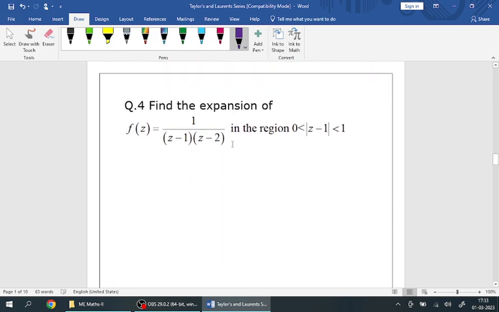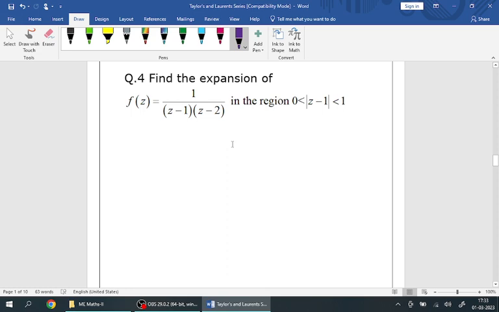Next one, question number 4 now. In question 4, yes, f of z is the same. In the majority of the places I kept the same f of z to give an idea. So it is a upon z minus 1 plus b upon z minus 2, where the value of a is minus 1 and the value of b is 1.